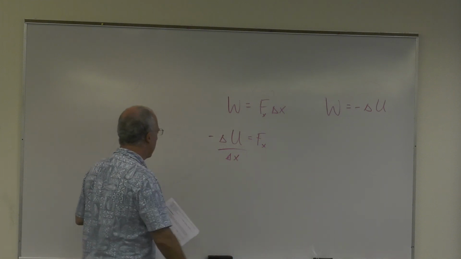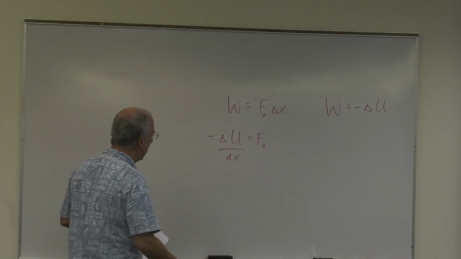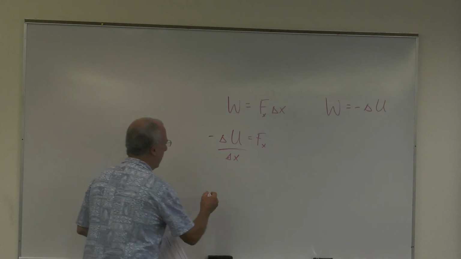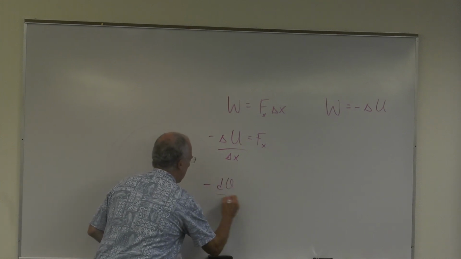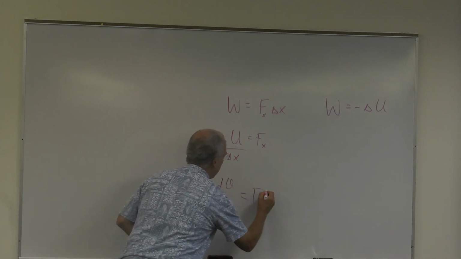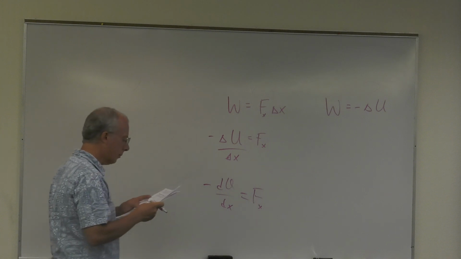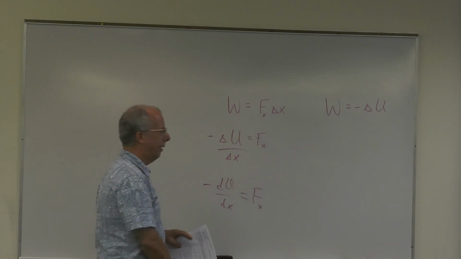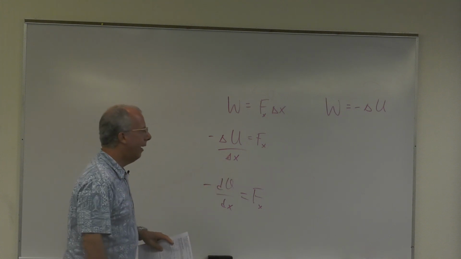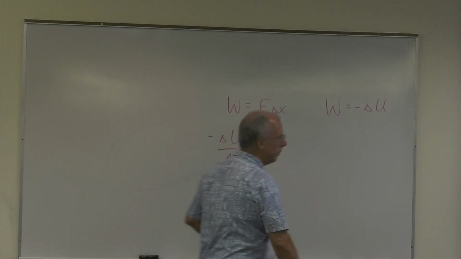Okay, now let's take the limit as delta x goes to 0. That's a derivative, right? So now you take the limit, delta x goes to 0, you get minus du/dx equals F. All right, so ta-da. That's a big deal, and here's why it's a big deal.